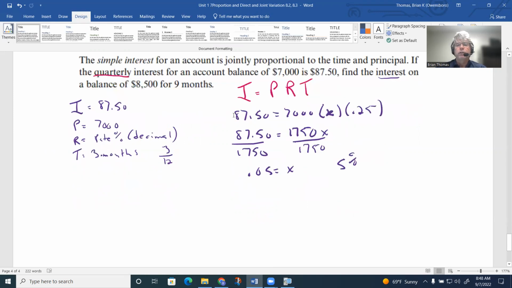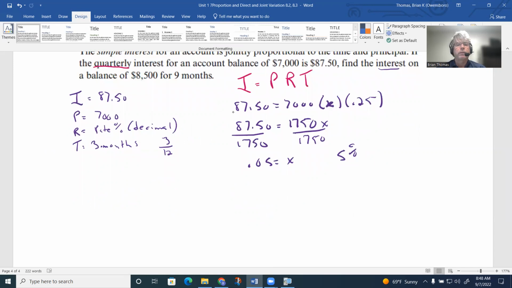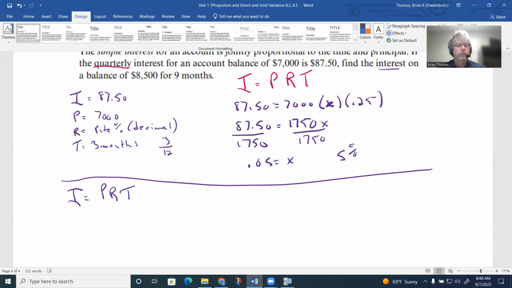So what this allows me to do is find the next level of this problem. It says find interest on $8,500 for 9 months. So part 2 of this problem is I can find the interest now because I used the other information to actually find the interest rate. So we can still use the principal times the rate times the time. Our principal now, though, is 8,500. Our rate was this 0.05. And the 9 months, notice again, that's not a whole year. That's 9/12 of a year.